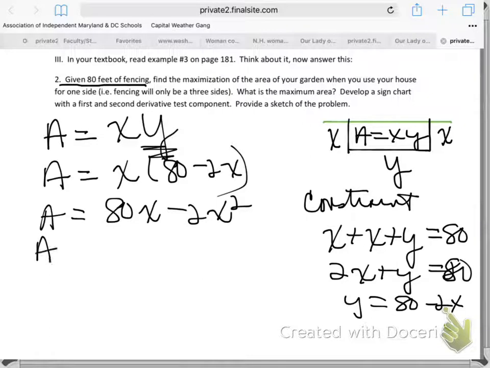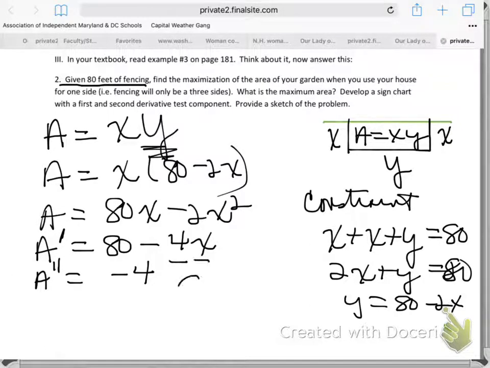Okay, take the first derivative. A prime equals 80 minus 4x. I'm going to go ahead and take the second derivative, minus 4. Since the second derivative is minus 4, I know that I have a maximum when I use the CV I get from setting my first derivative equal to 0. That CV will be 20. Okay, so right now I know if I set my first derivative equal to 0, my x CV will equal 20. And here is where I got that from.